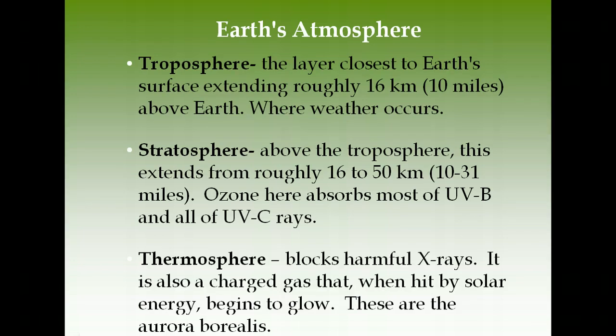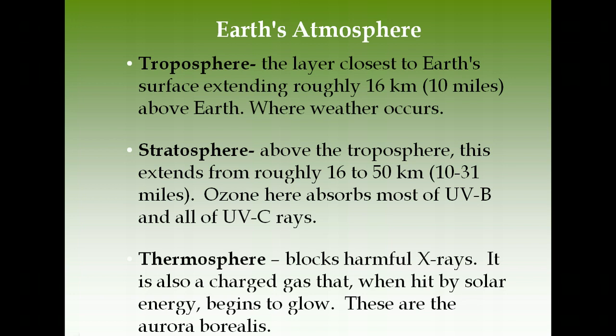The two most important layers that we study in environmental science are the troposphere and the stratosphere. The troposphere is the bottommost layer, the one closest to the Earth's surface, and it goes roughly 16 kilometers above Earth, and this is where our weather occurs. So usually, as you go higher up into the atmosphere, pressure is less intense, gravity is less intense, and so the particles will start to get further away as you get away from the Earth's surface. So as you are closer to the surface, as in the troposphere, those molecules are a lot closer together and there's higher pressure. This is where we have our weather.